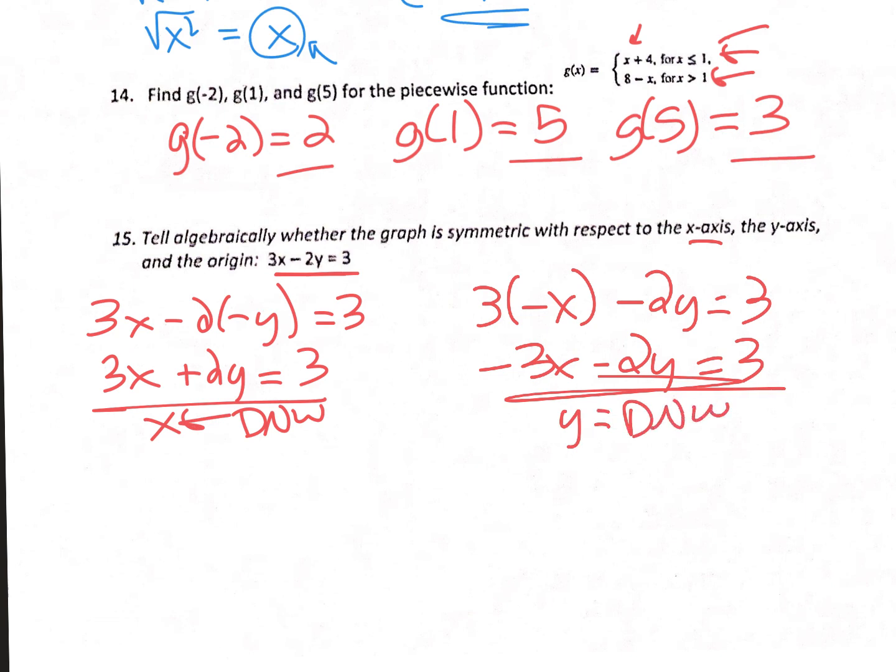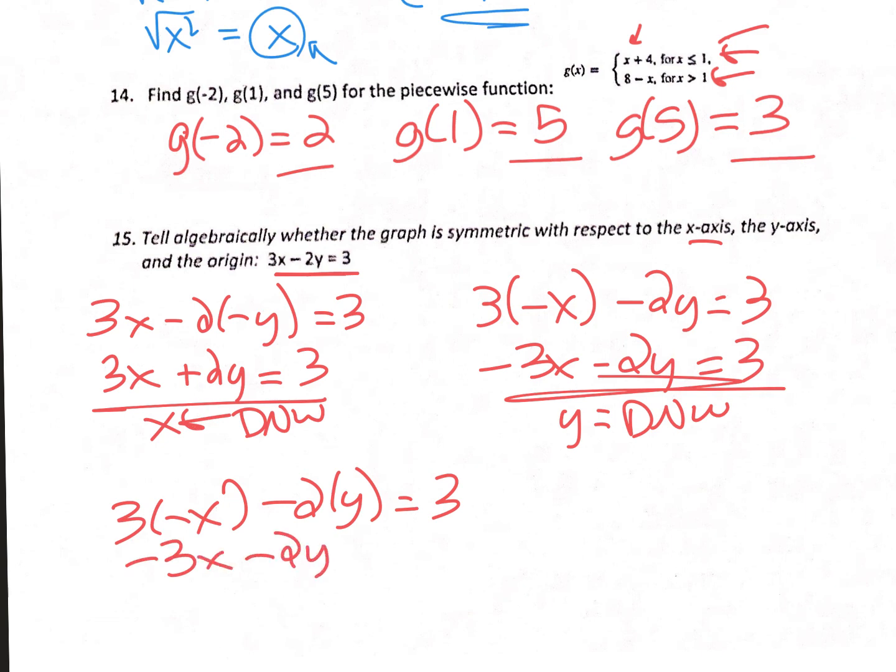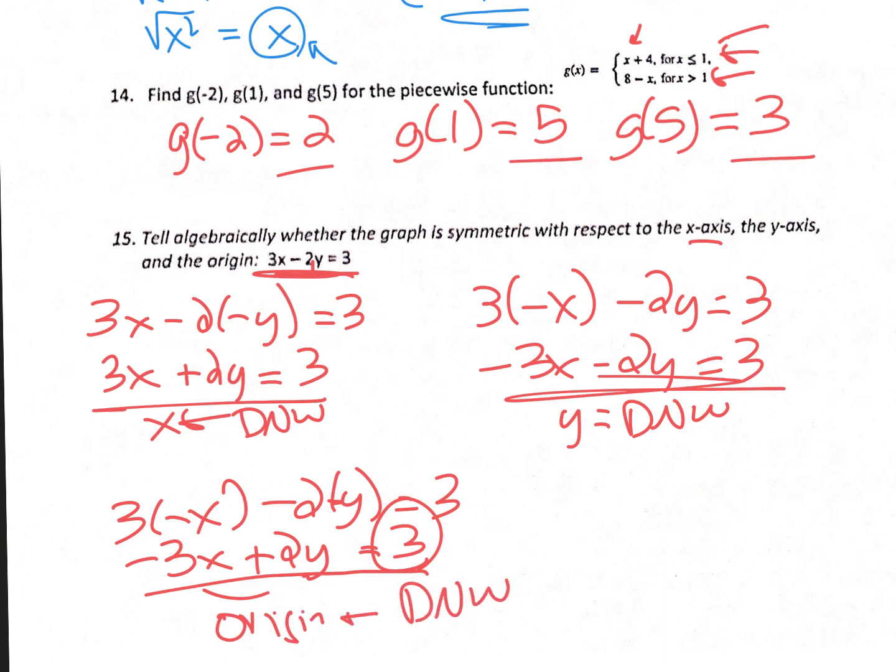So to find the origin, you got to plug in a negative x and a negative y. And see what happens. I would get a negative 3x and a negative 2y. Sorry, it's a negative y, positive 2y, and equals 3. So I'm looking at that thinking, is this exactly the same thing as this? No. Is it the exact opposite? Almost. What messes it up is the 3. The x and y are exact opposites, but the 3 is not. So that means the origin did not work. Okay, so no symmetry whatsoever. But that's how you do the symmetry.